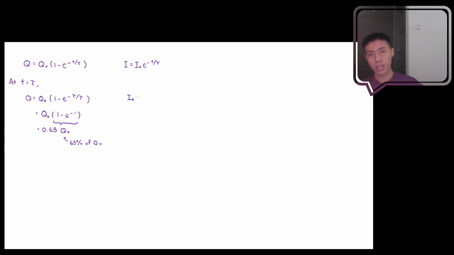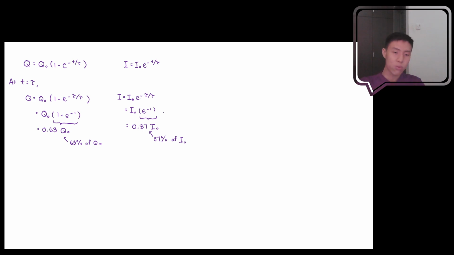How about if you use the decreasing equation? You sub in time equals tau, and it becomes tau over tau. This time the equation is slightly different. It's not 1 minus e to the power of negative 1. It's just e to the power of negative 1. If you put it into your calculator, it's about 0.37 something. So this is 0.37 of I naught. What does this tell you? This is about 37% of I naught, so you drop to about 37% of I naught at this particular time.